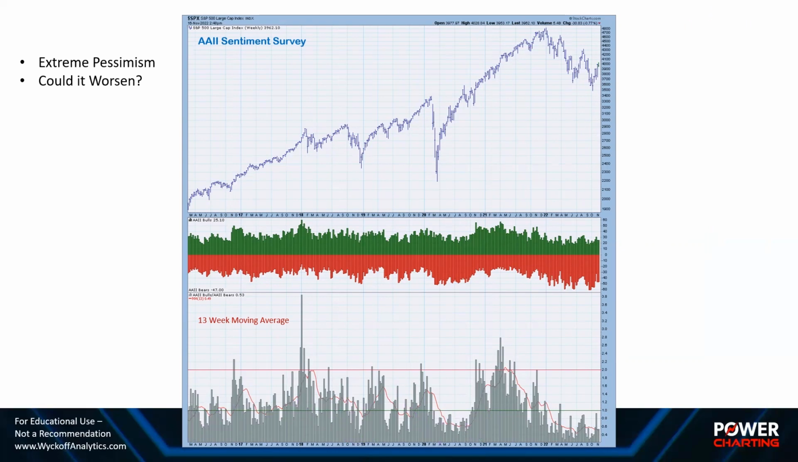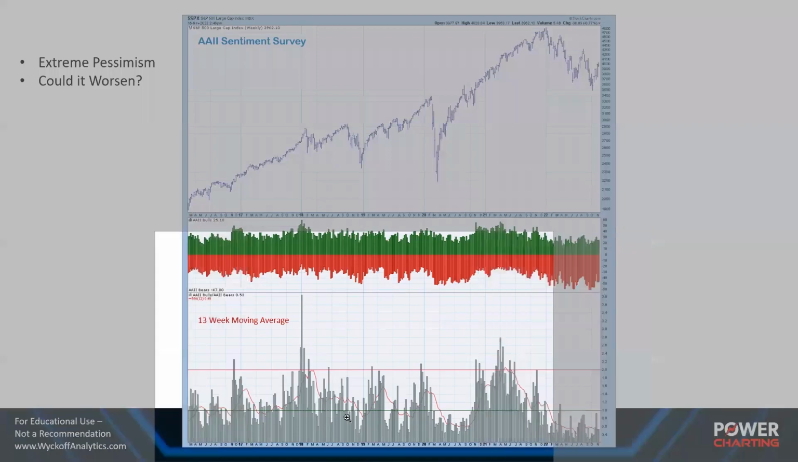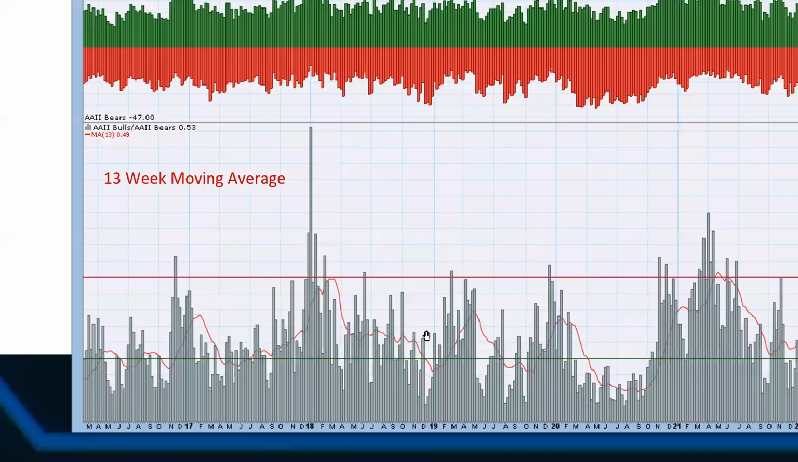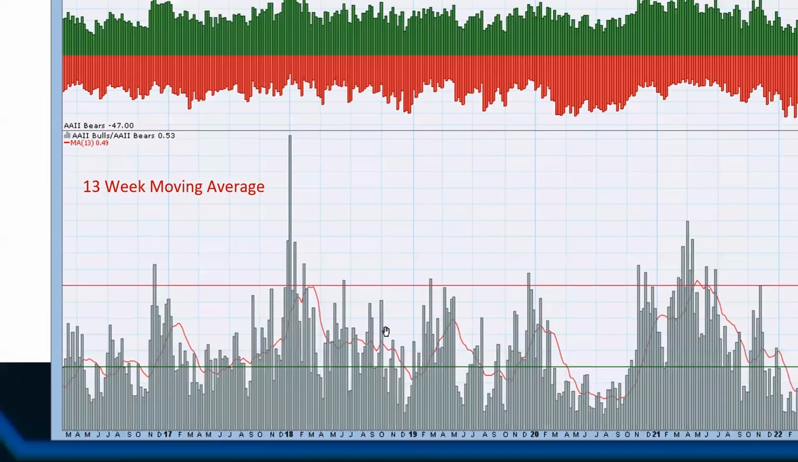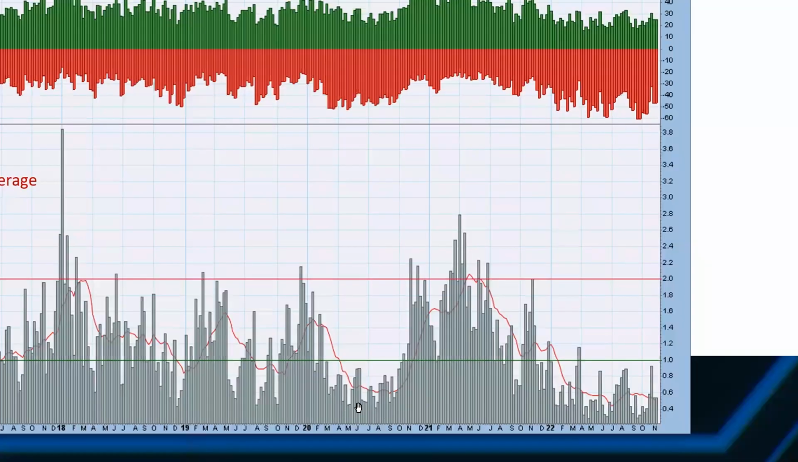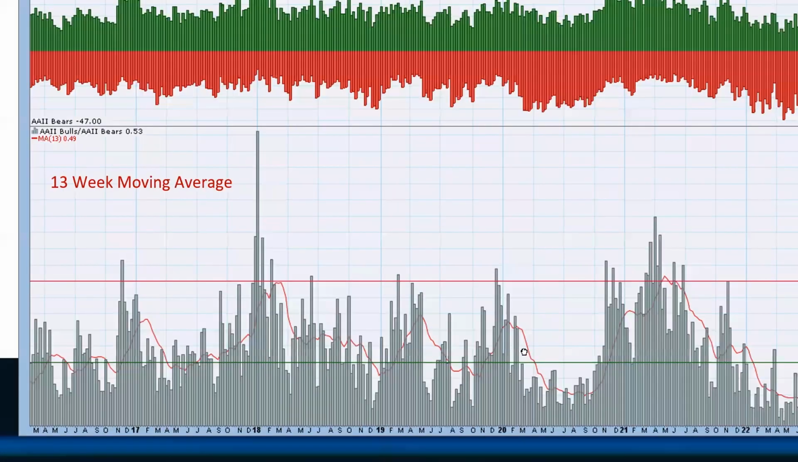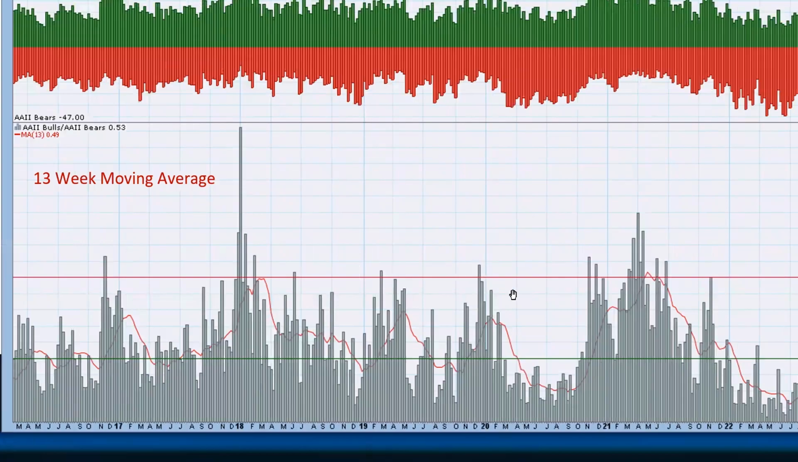I'll blow it up for you, but I do a 13-week moving average of this data. And so here, quite low on a 13-week basis. Here in 2020, extremely low. 2022, related, I think, to the extreme posture of the Fed and rising interest rates and inflation. The 13-week data is the lowest that it's been going all the way back to 2016.